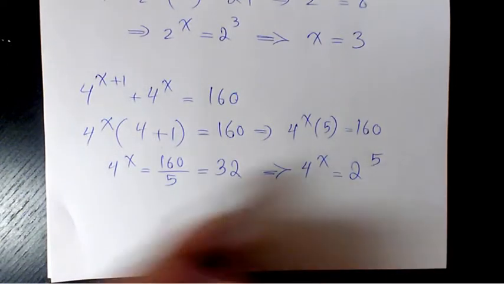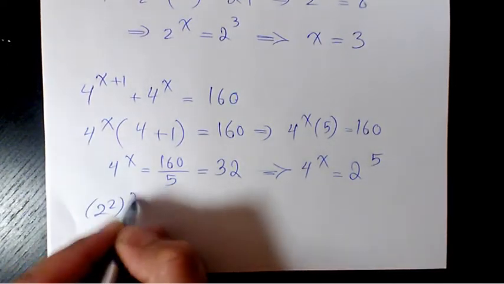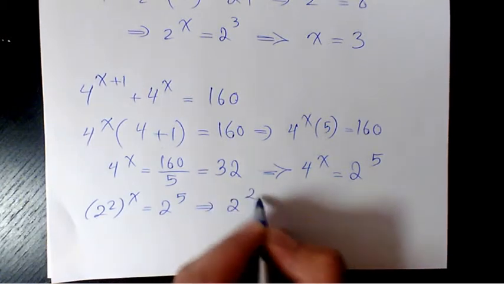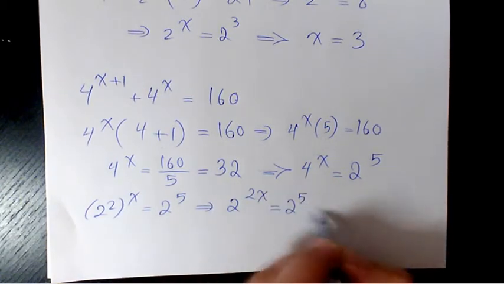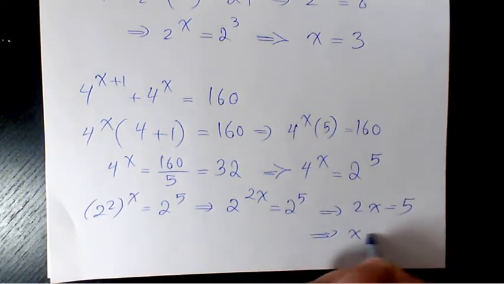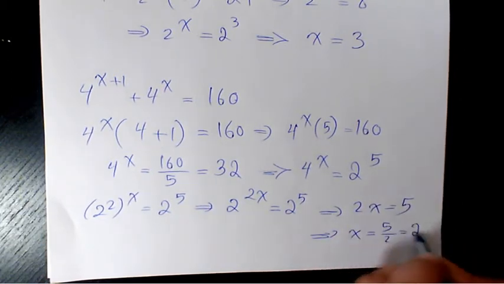So 4^x = 2^5. 4 is already 2^2, so here we have 2^5. It means that 2^(2x) = 2^5. So 2x = 5, so x will be 5 divided by 2, or 2.5.